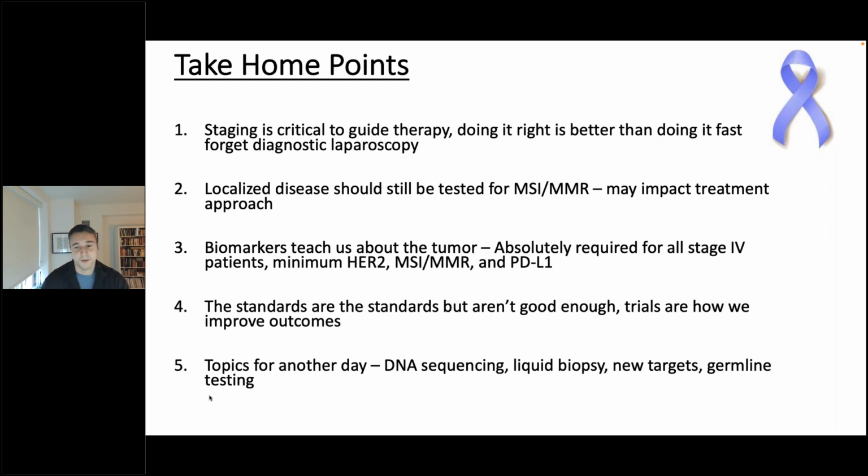Biomarkers teach us about your tumor. This is absolutely required for all stage 4 patients. The minimum is HER2, MSI, and PD-L1 with the CPS score. The standards are the standards, and that's what we talked about. That's the data. But trials are how we improve outcomes, and certainly we try to offer trials to patients at every stage of the journey. Here are some topics for another day that you can ask, and this is DNA sequencing, liquid biopsies, new targets, germline testing, and I'm sure you'll hear other talks on these topics.